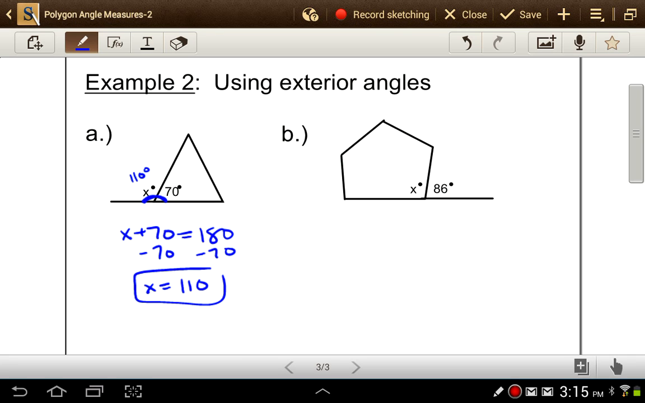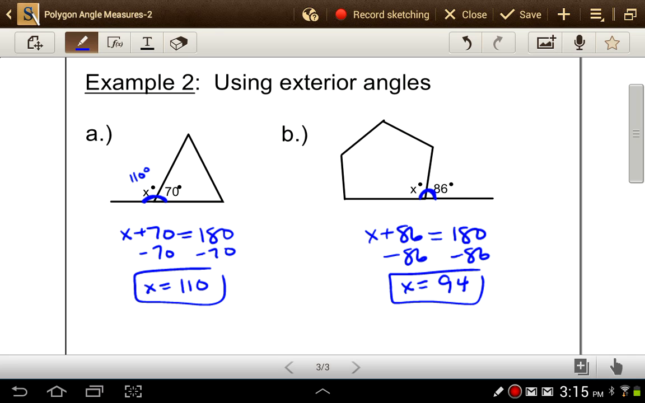And then this one, I don't care about the other angles. All I care about is right here is supplementary. That's a straight line. So I'm going to do x plus 86 equals 180 because they're supplementary. They're a straight line. Subtract 86 from both sides, and I get x equals 94. So that means that's 94 degrees, and that's my answer.